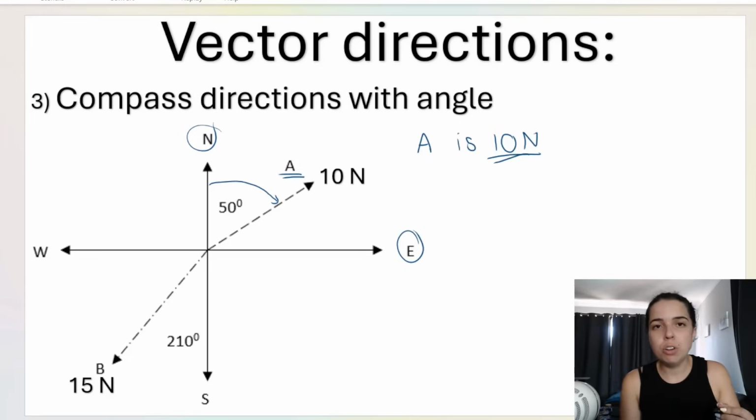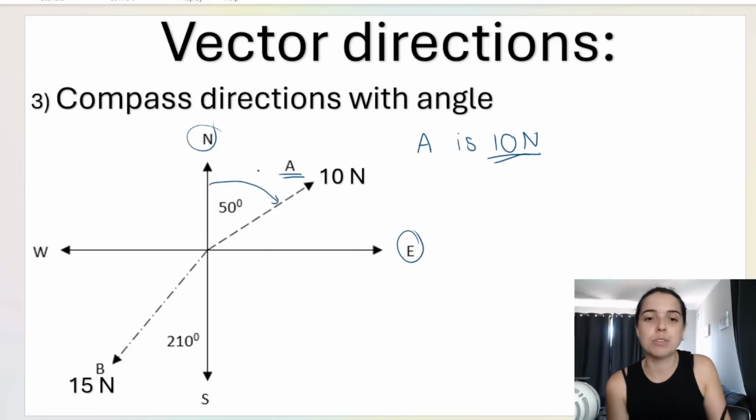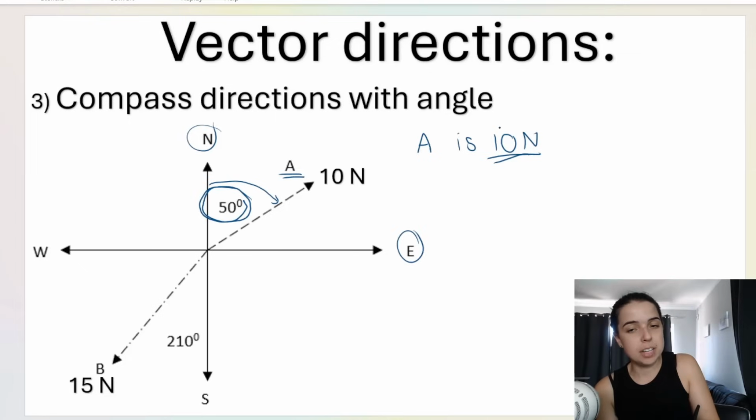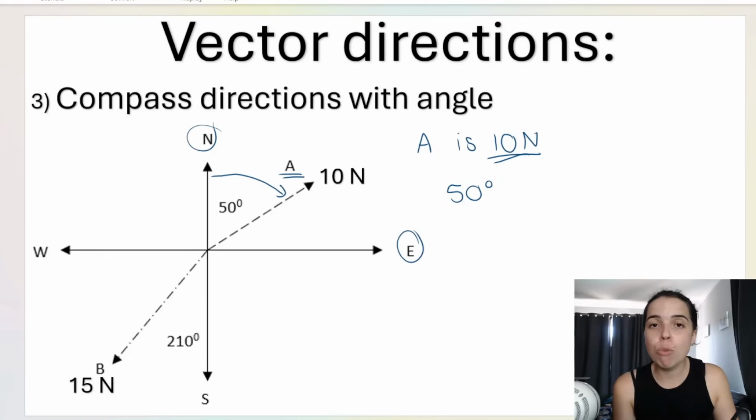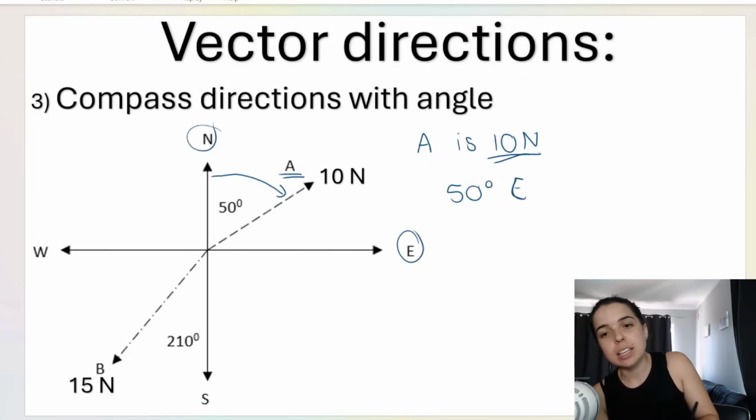And remember, I know you guys are saying, but ma'am, it's between north and east, so why can't it be north of east? We're going to be using north and east in our answer, but it has to be specific and we have to include a degree, an angle, so 50 degrees. So we'll say vector A is 10 newtons, 50 degrees, and look at what the vector is doing. This vector is going towards the east of north. So you would say east of north.